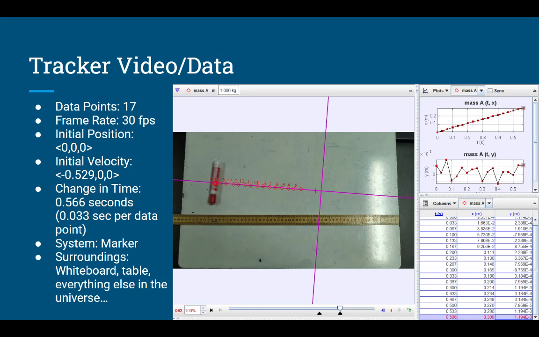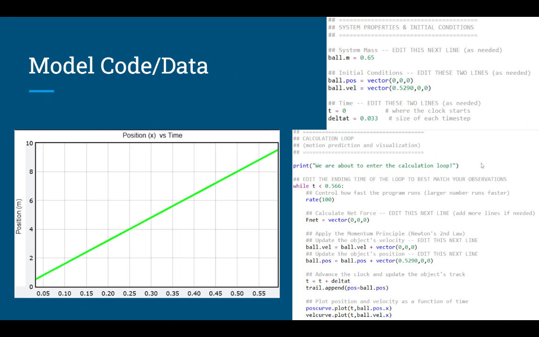And then the system in this case is the marker, and the surroundings are the whiteboard, table, and, as we talked about in class, everything else in the universe. Obviously, not everything is actually acting on the marker, but it is technically the surroundings. And then you can see our graph on the right side, our position graph, which is where we're going to get some important data points. And then you also can see the y here, which is going to come later as well.